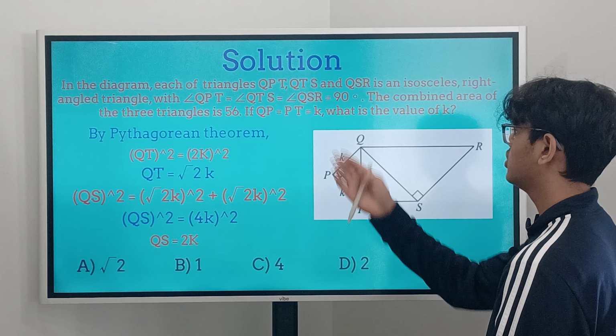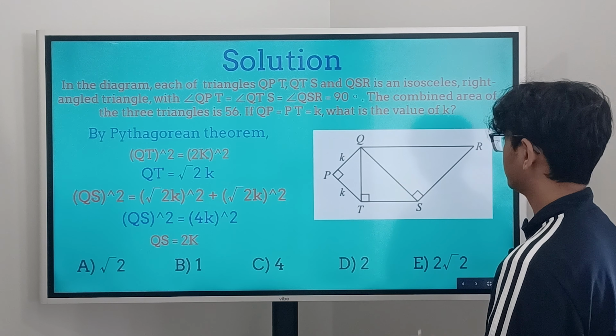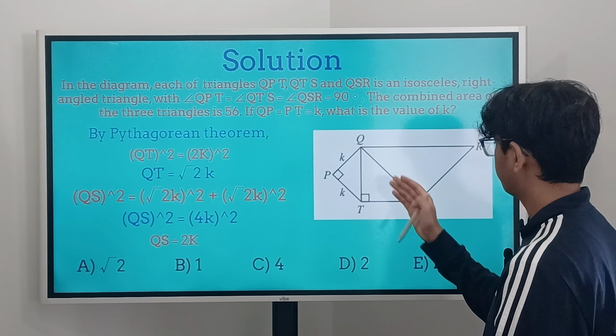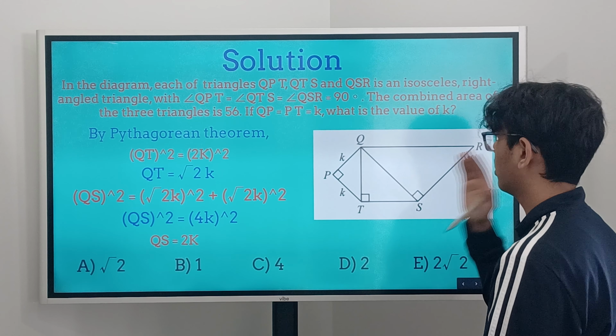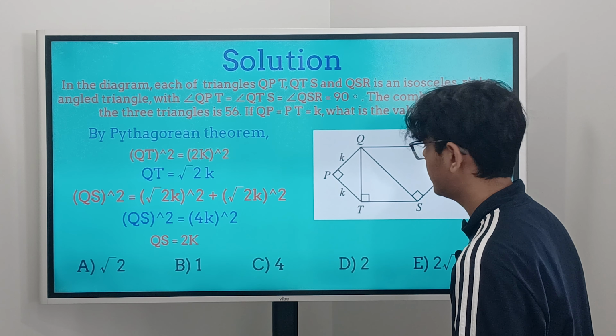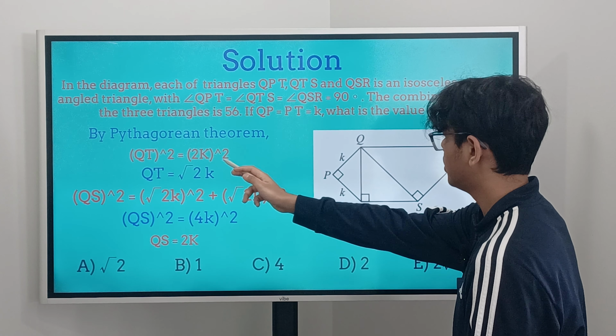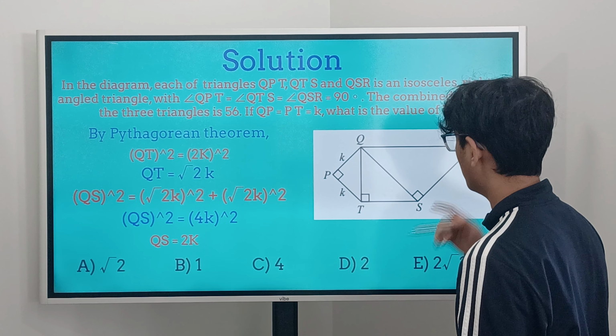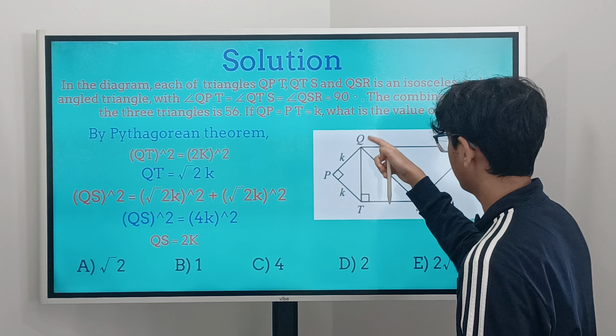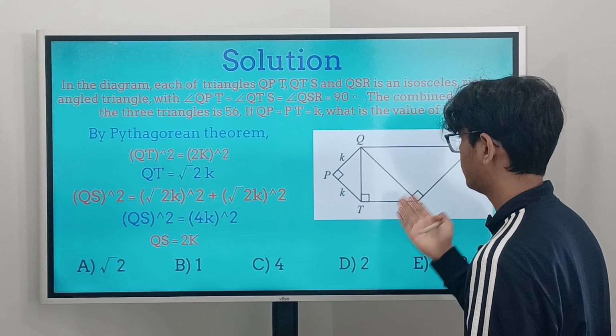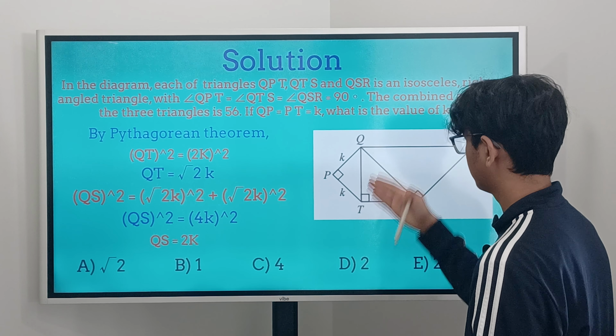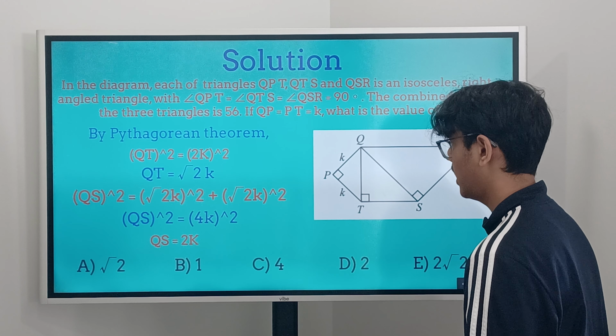To find out, we're going to use the Pythagorean Theorem. That's going to be K squared plus K squared equal to QT squared. So QT squared is equal to 2K squared, and then we get QT is equal to the square root of 2K. So the line QT is equal to the square root of 2K.